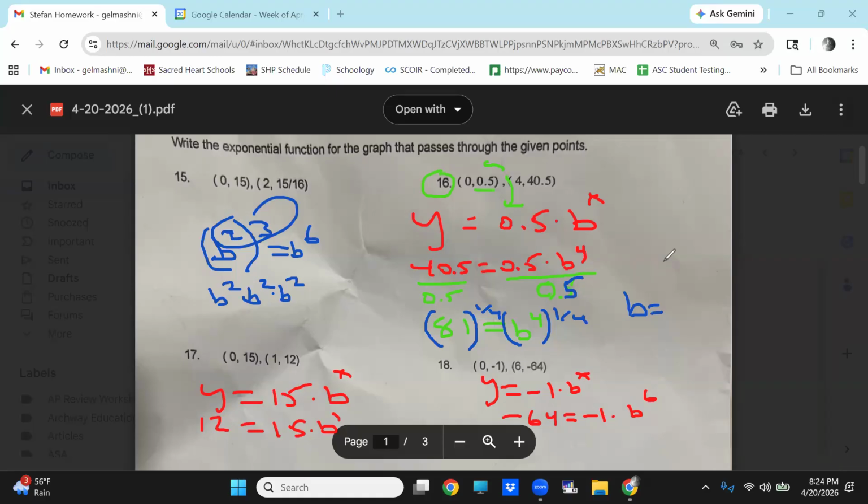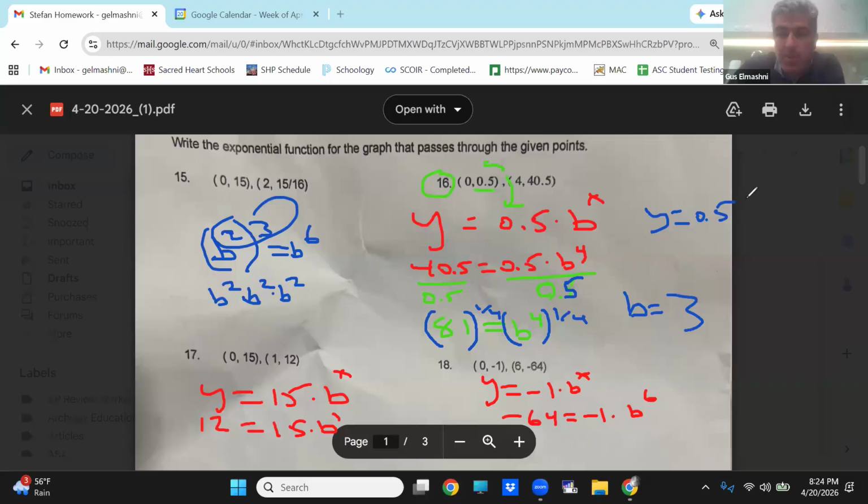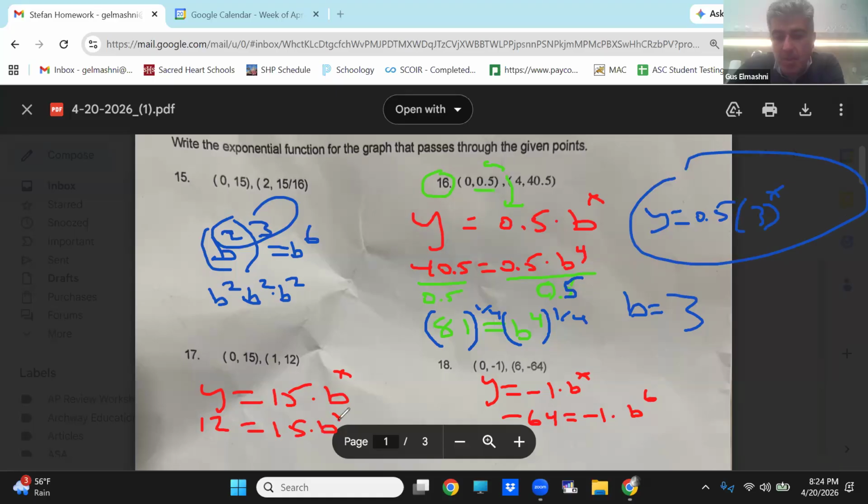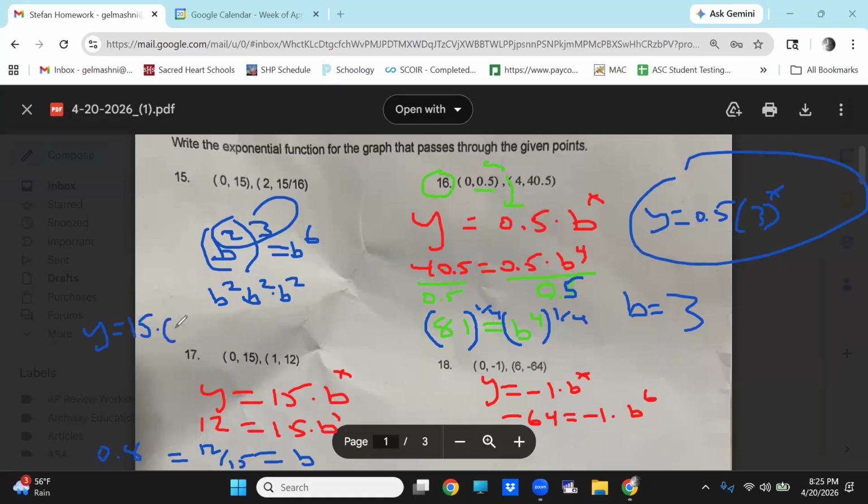Would it be three? Good, awesome. Okay, we're gonna go a little faster because that took a while. I have you do it because I know I can do it, but I have to empower you so you are successful tomorrow. So now we're gonna do this again. This one's easy because b to the one is already b. So you just divide by 15, and you can reduce it to 4/5 or 0.8. So y equals 15 times 4/5, or 0.8, raised to the x power.